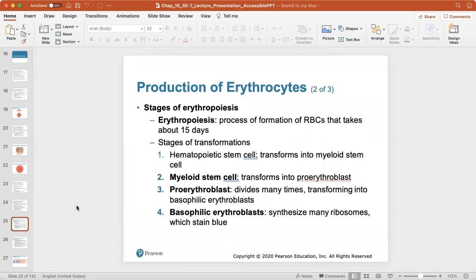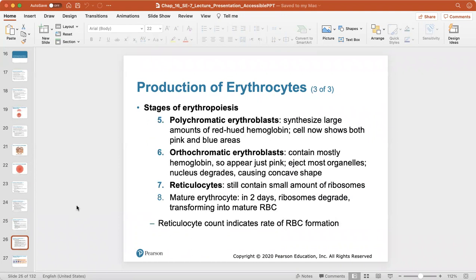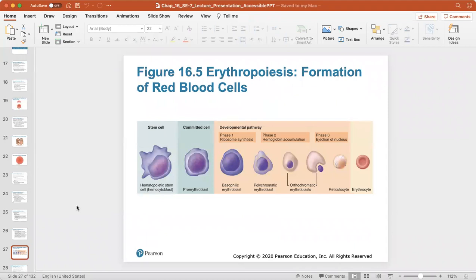Stages of erythropoiesis. Erythropoiesis is the process of the formation of red blood cells, which takes about 15 days. It occurs in the bone marrow. The stages of transformation are shown here. You don't need to know all the stages, but you should know the main hormone that initiates erythropoiesis. We create a stem cell, a committed cell that will then go on to form an erythrocyte in the different stages, and you can see here where the nucleus eventually gets removed to create the erythrocyte.